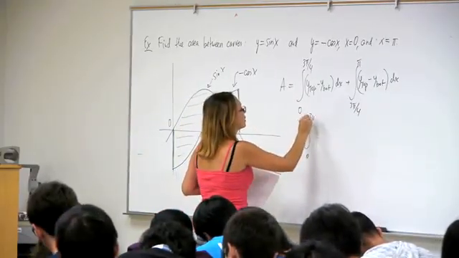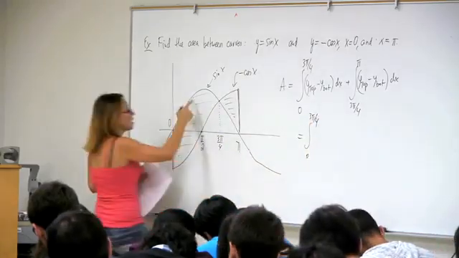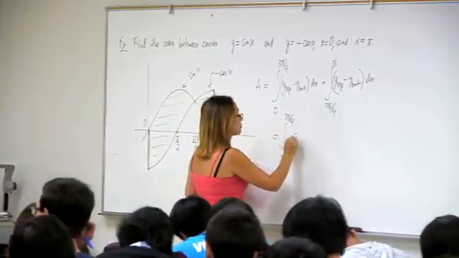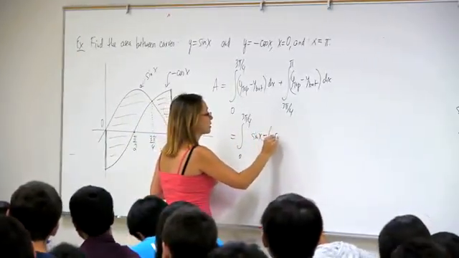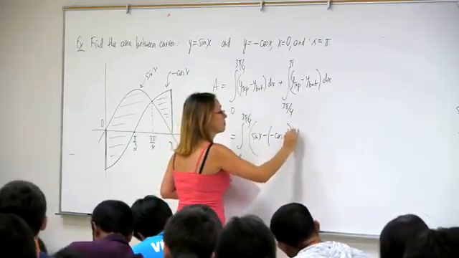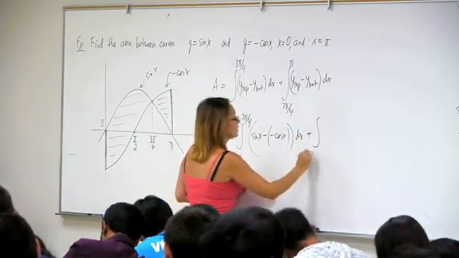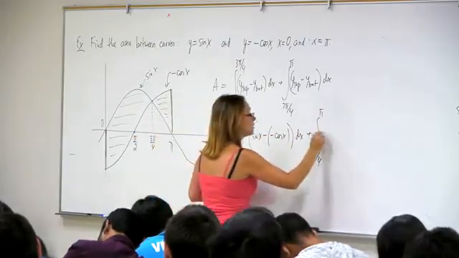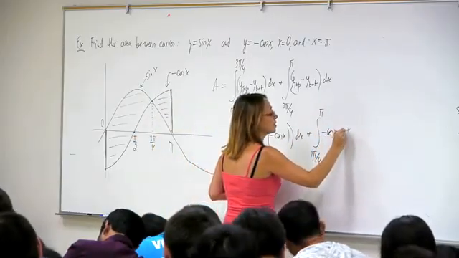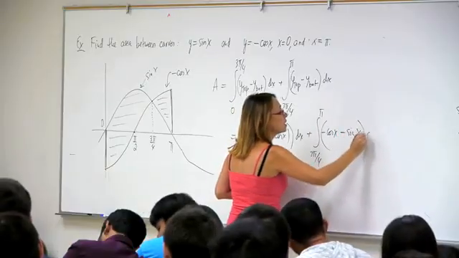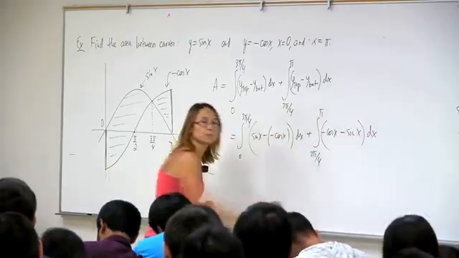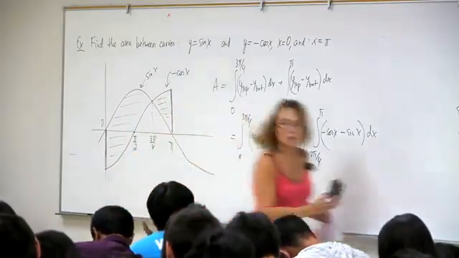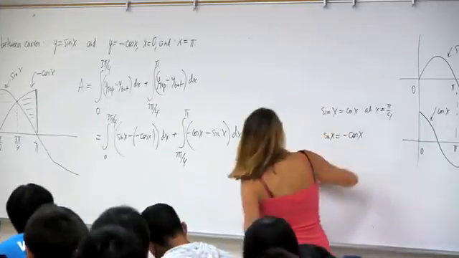And we can see that from the picture. For the first region, the sine is on top. So I go sine x minus negative cosine x. And for the second integral, I have negative cosine minus sine x dx. Okay? The difference between the two is the sign. Question? No. Okay.